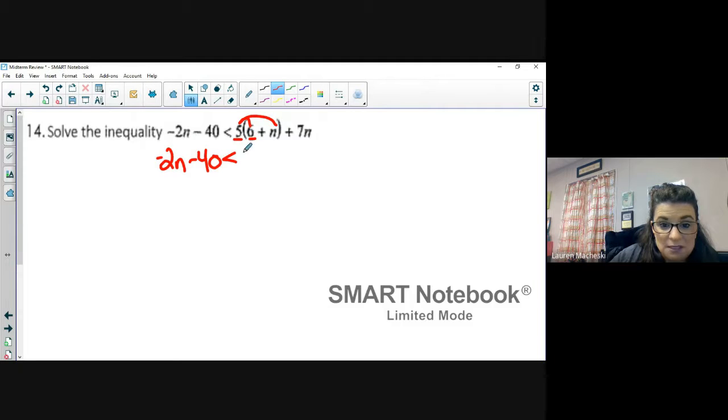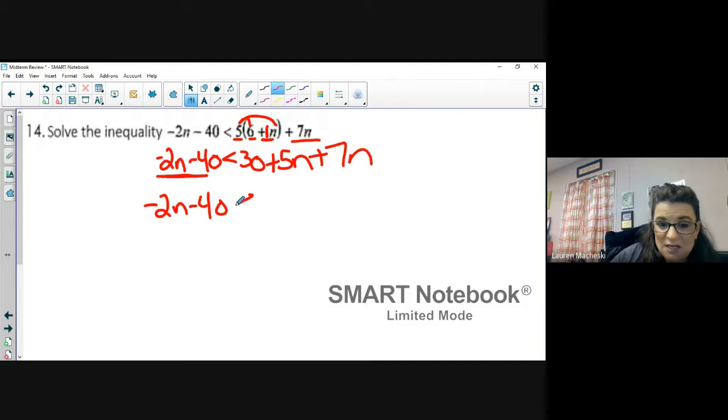5 times 6 is 30. 5 times positive 1n is positive 5n. And then leave that 7n on the end. I still don't have any like terms on the left side, so just keep it. It looks like on the right side, these are my like terms. They're on the same side. Do what it says. 5n plus 7 is 12n. So 30 plus 12n.